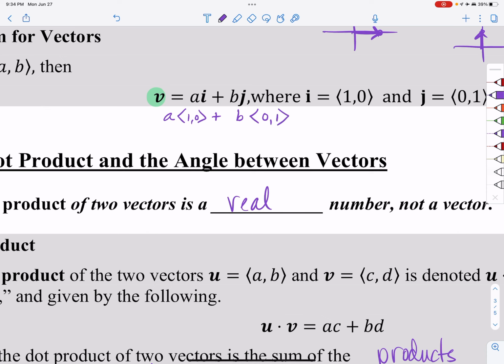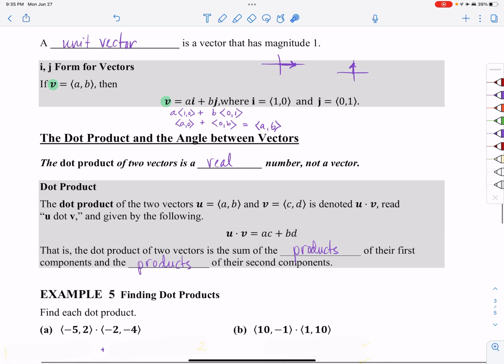Let's just work backwards. So we know how to multiply a scalar now, and we just distribute. So a times 1, 0 is going to be a, 0. Plus, when you distribute b, that's going to be the vector 0, b. And then when you combine like terms, that's going to be vector a, b. So it's really easy to see once we do that this old way of writing is the exact same thing as ai plus bj. So it's just a different way of writing your position vector.